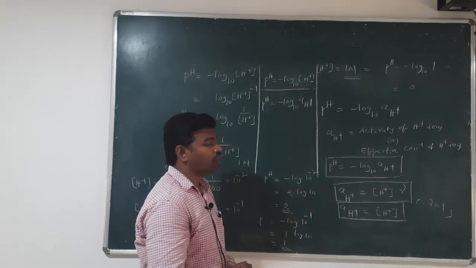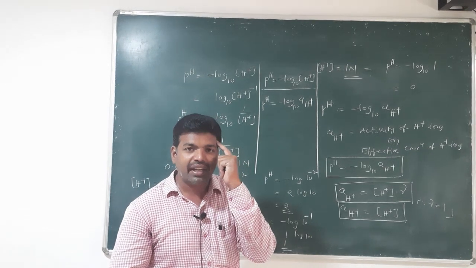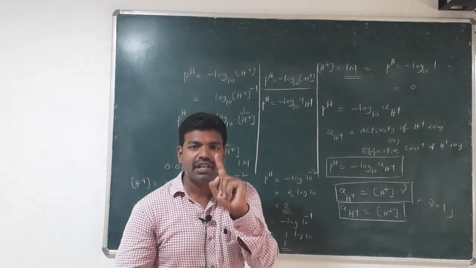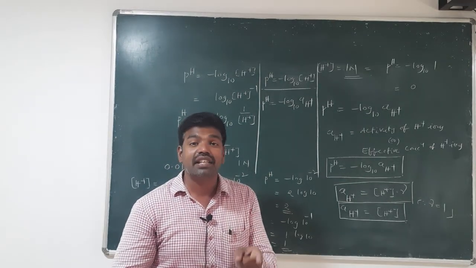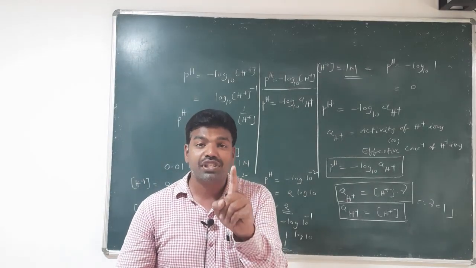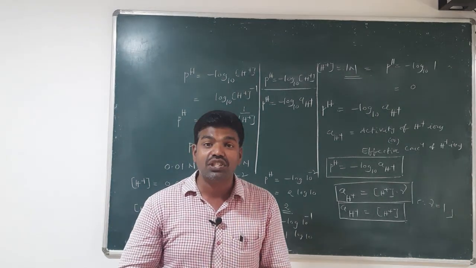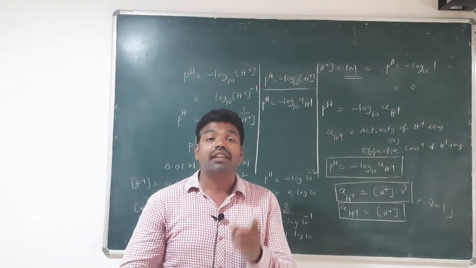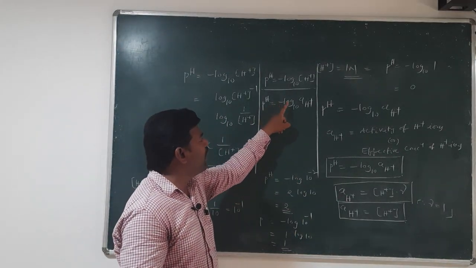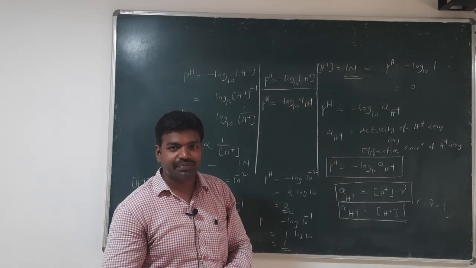Therefore, I repeat, you should keep in your mind that pH is negative logarithm to the base 10 of concentration of H plus ions, that is the definition which is applicable to dilute solutions only. And if you want to calculate the pH of high concentrated solutions, then you should use the definition pH is equal to negative logarithm to the base 10 of activity of H plus ions.